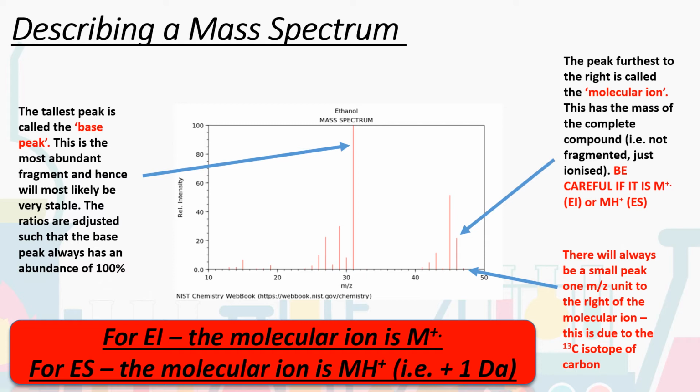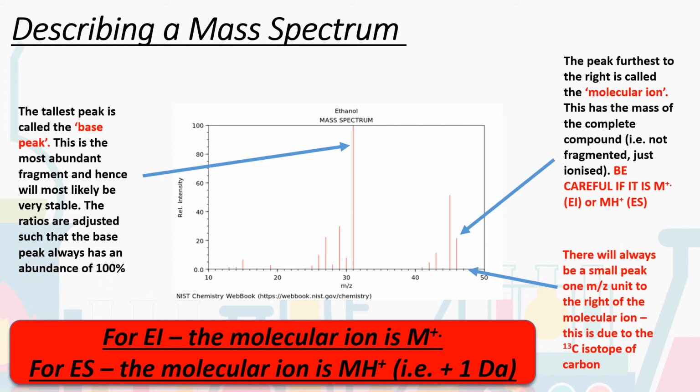Now the tallest peak, this one that we end up referencing to be 100% of our relative intensity, is called the base peak. This is the most abundant fragment that we have, and so typically it will be very stable, the most stable fragment that we have. And as we've previously said, whatever we end up working out our ratios of these ions or fragments or whatever it might be to be, the base peak always has an abundance of 100%.